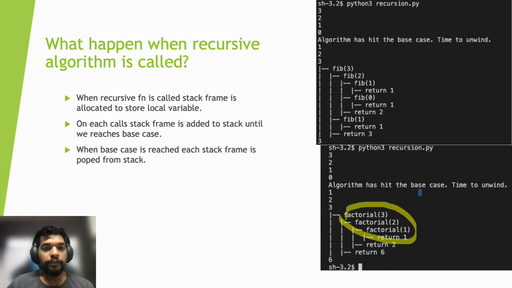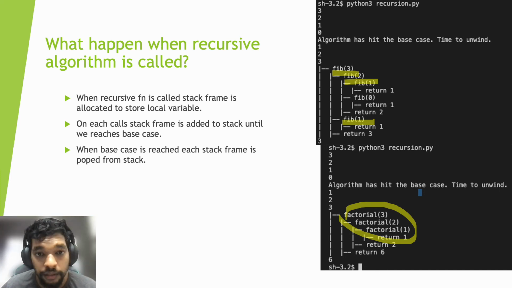And similarly, if you check the same stack trace for Fibonacci of 3, fib3 calls fib2 and fib1, which in turn calls fib1 and fib0, where fib1 returns 1, and subsequently 1 plus 1 returns 2, and 2 plus 1 gives 3. That's how the stack trace of the Fibonacci series works.